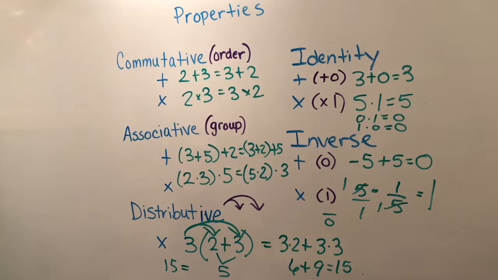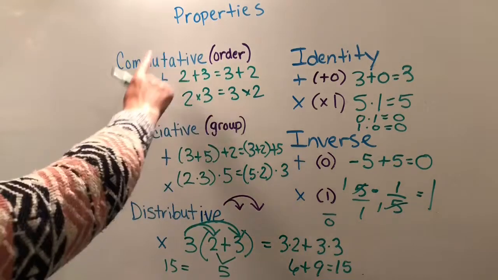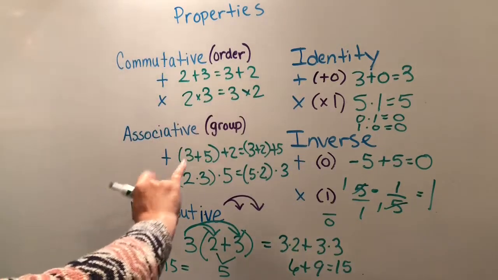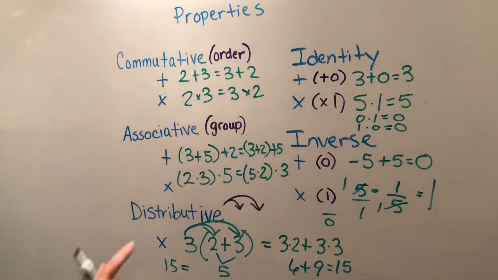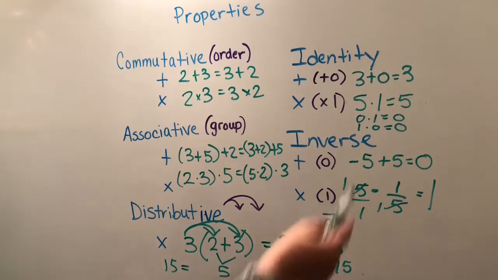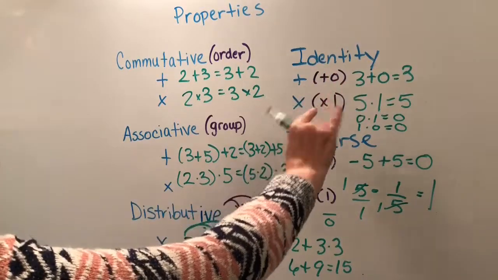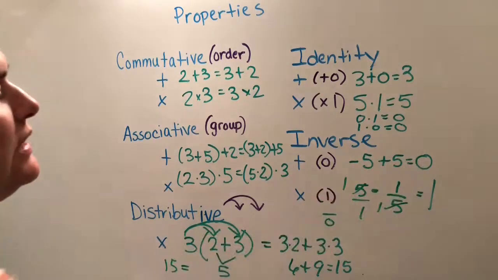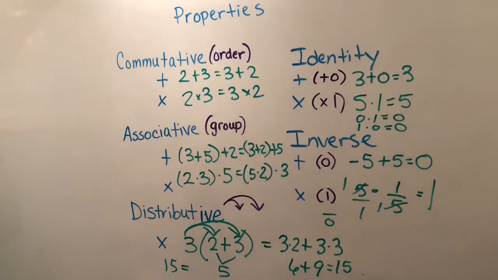Okay, so in review, the properties of math. Commutative is about order. Associative is about grouping. Distributive is about distributing outside the parentheses to each number. Identity is about getting the same number back. Inverse is about taking the opposite of. In addition, it will give you 0. In multiplication, it will give you 1, except for in the case of 0.